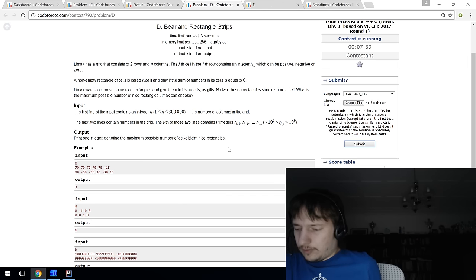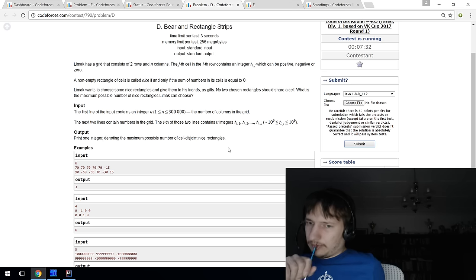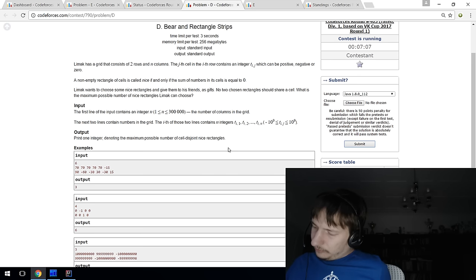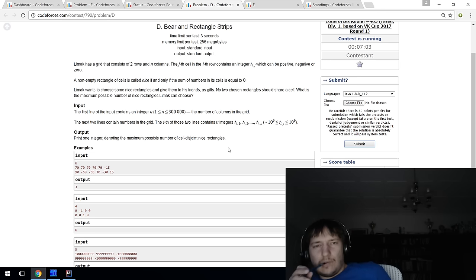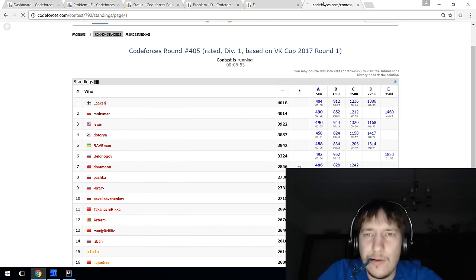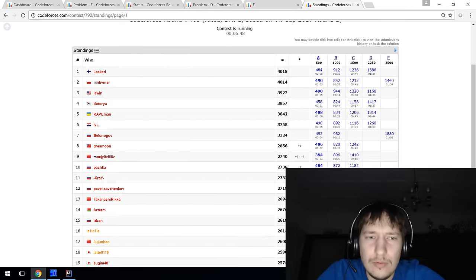But which one? So we have a big rectangle. We go to the bottom line. If you put a small rectangle, then you can continue at the top. But if you put a big one, it doesn't make sense. Should be something interesting, but what I do certainly doesn't work.